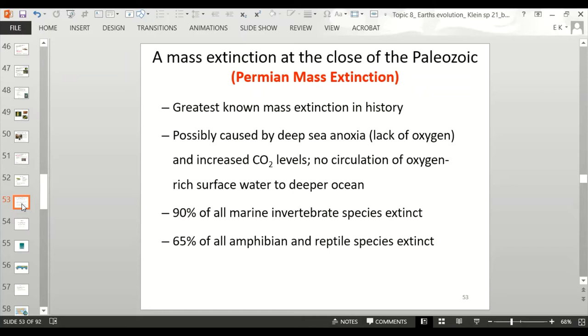So actually, 90% of all of the marine invertebrate species that existed went extinct during this extinction. Okay, so only 10% of the marine invertebrate species survived. 65% of all amphibian and reptile species went extinct. So this was a huge mass extinction.